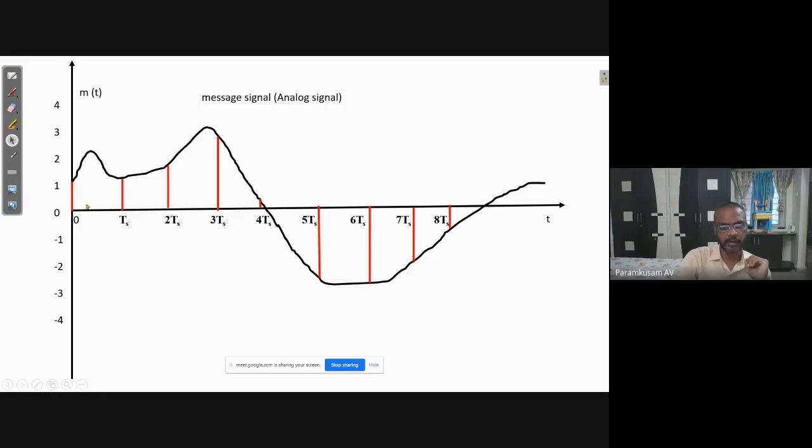Now can you tell me what the possible values of m of t are at any instant of time? Any value between -4 and +4, no? Then how many possible values are there between -4 and +4? Infinity possible values are there.